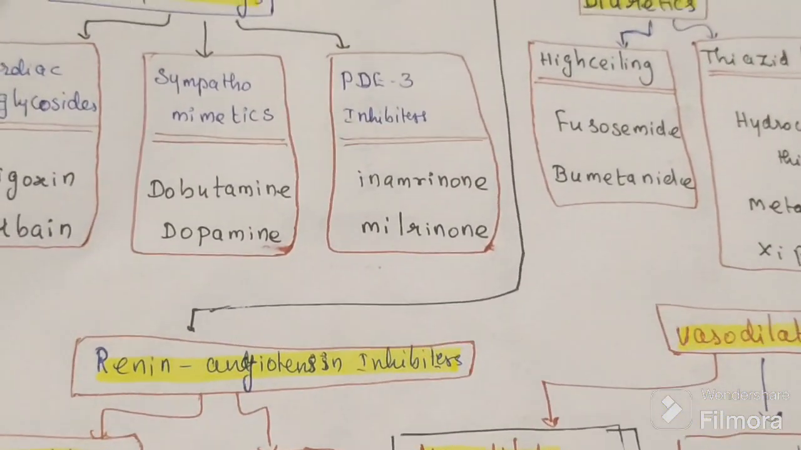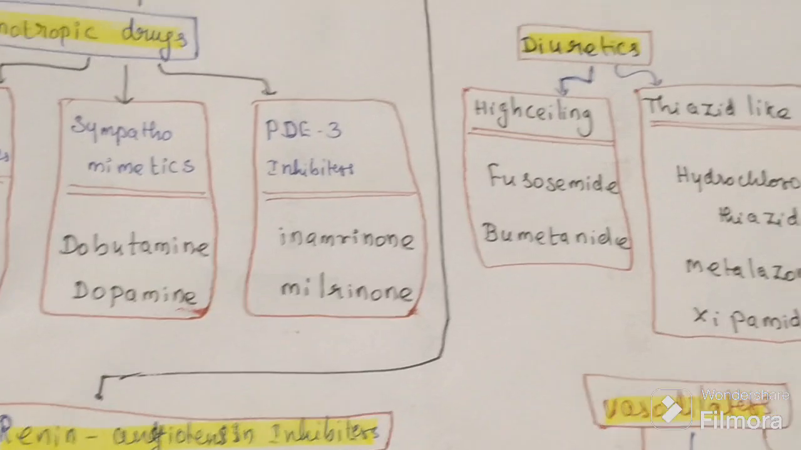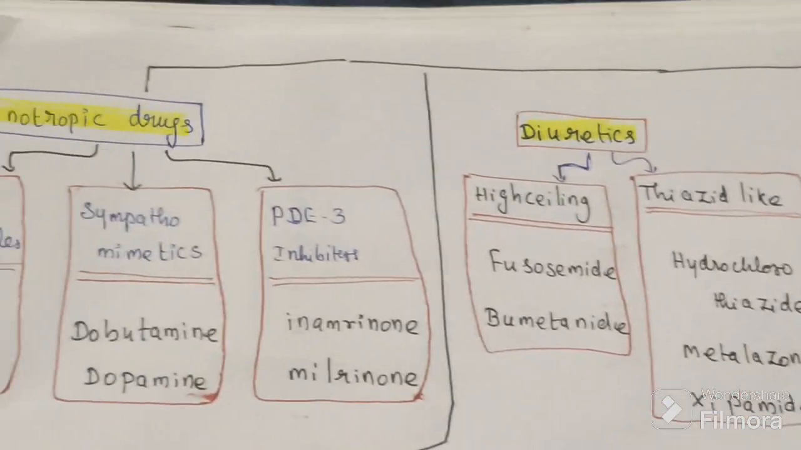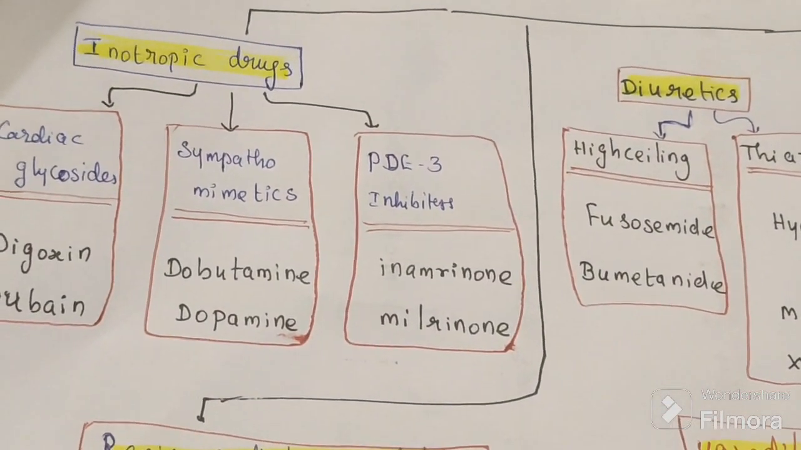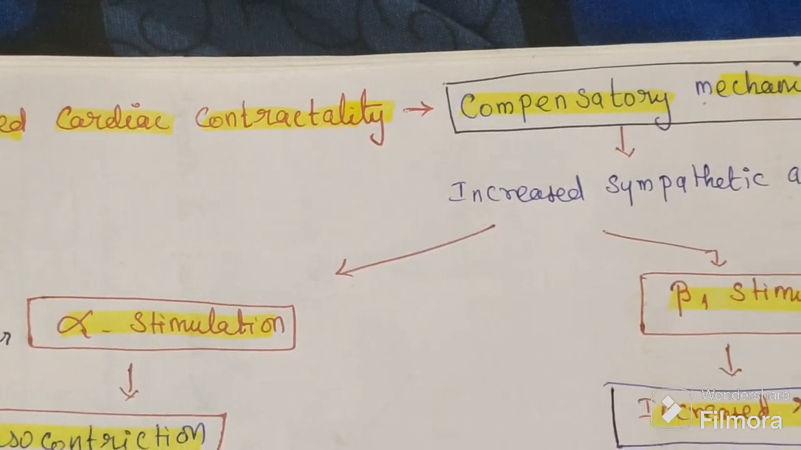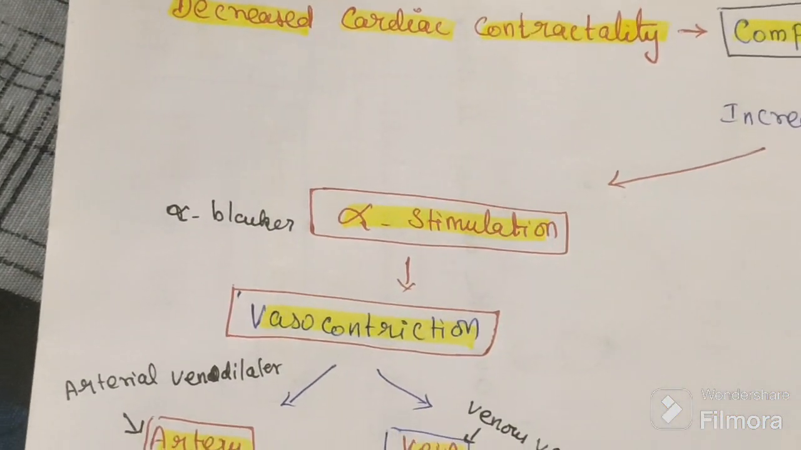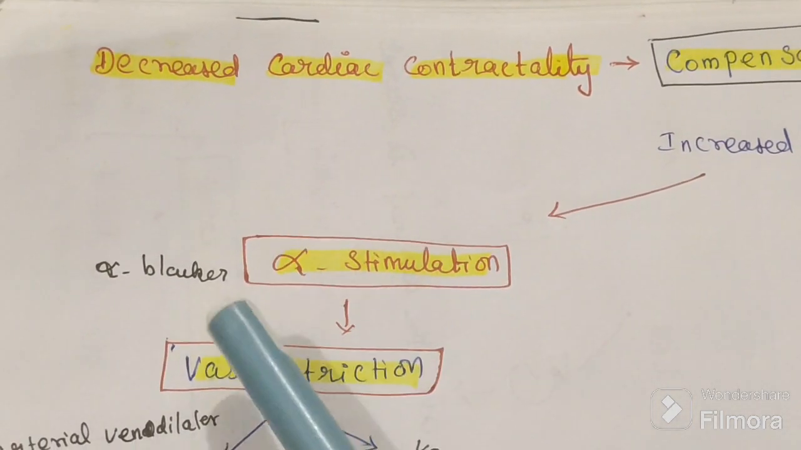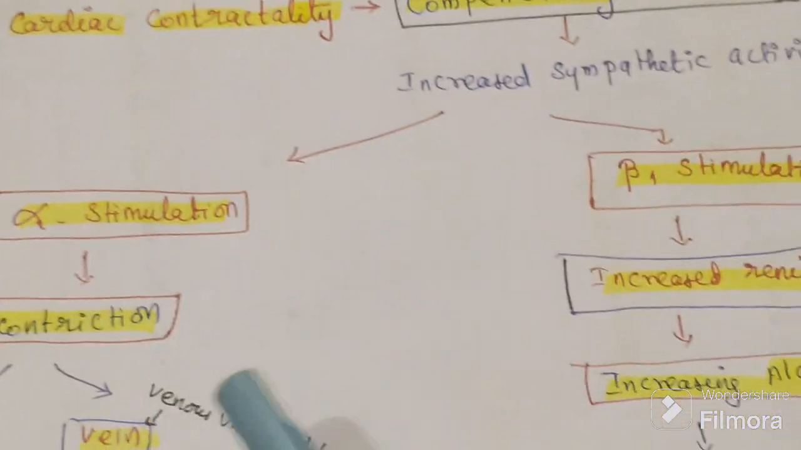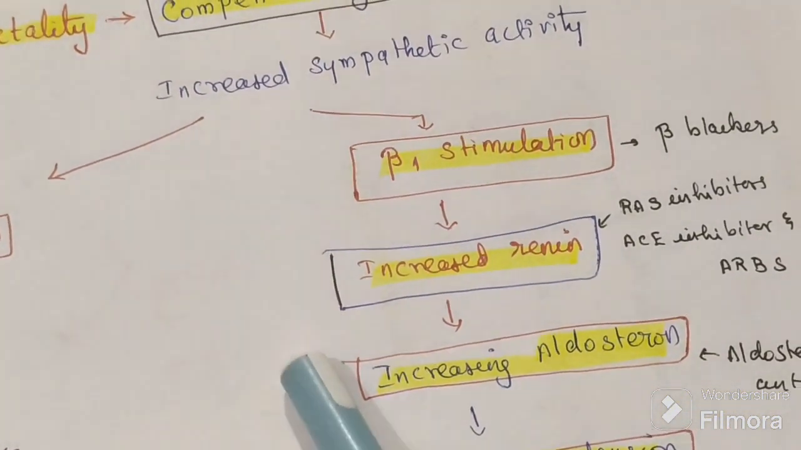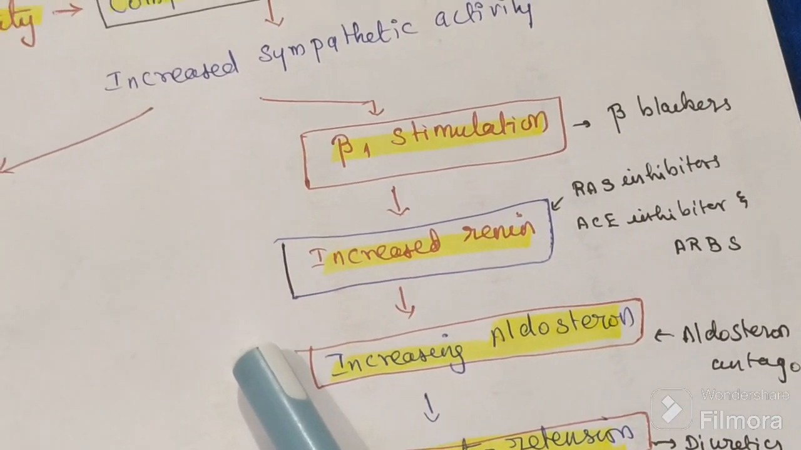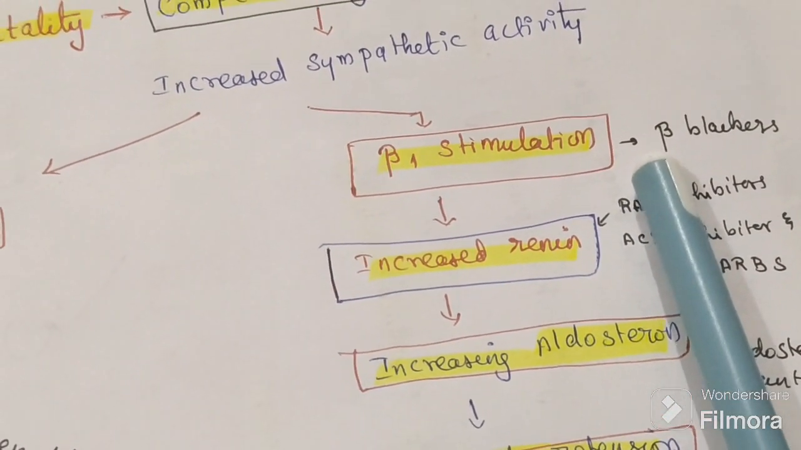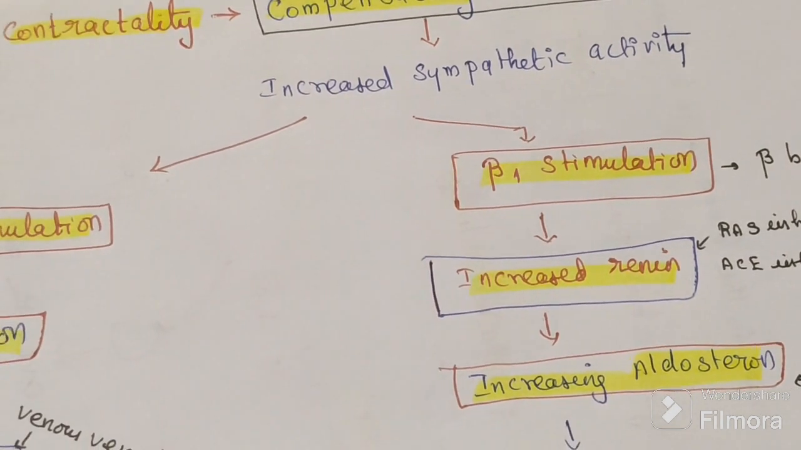So alpha stimulation is causing the vasoconstriction. Now we give alpha blocker. And beta stimulation is causing renin secretion, so we will give beta blocker. So we give alpha and beta blockers.